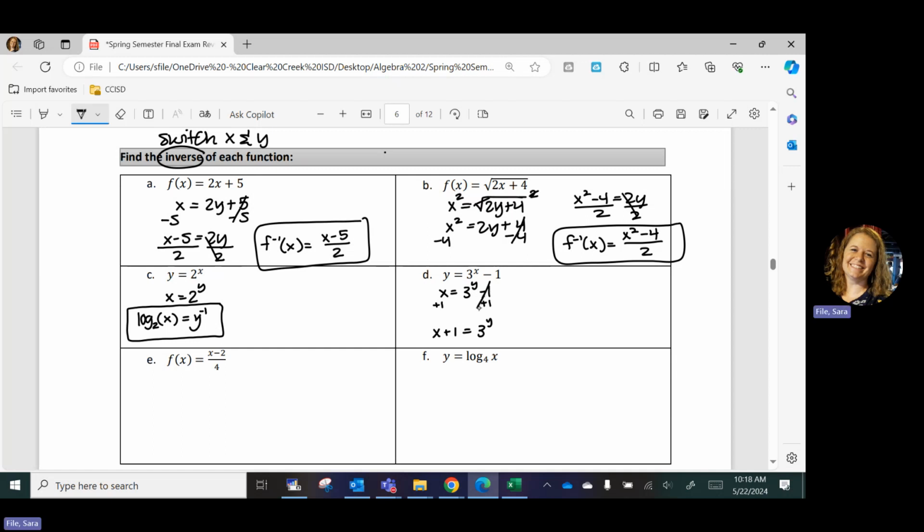So now I can rewrite that in log form. The base is a 3, so this is going to be log base 3. And then the argument is x plus 1. That's what we're taking the log of. And then the exponent is the y. And now I've isolated the y, and so I'm going to indicate that that's the inverse.